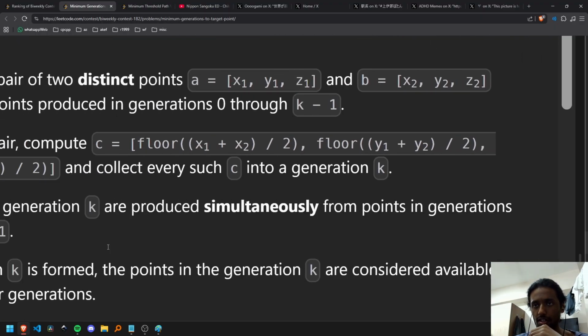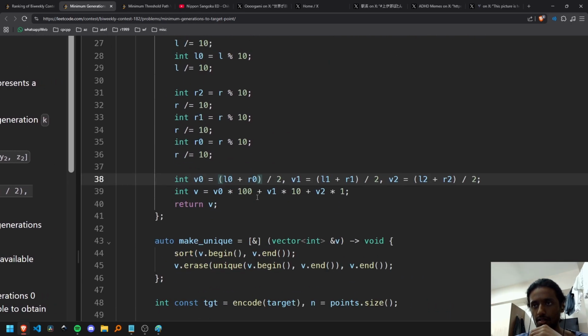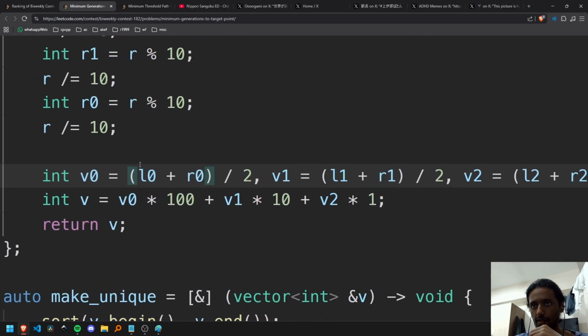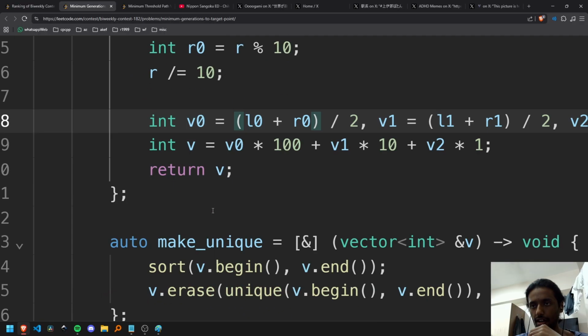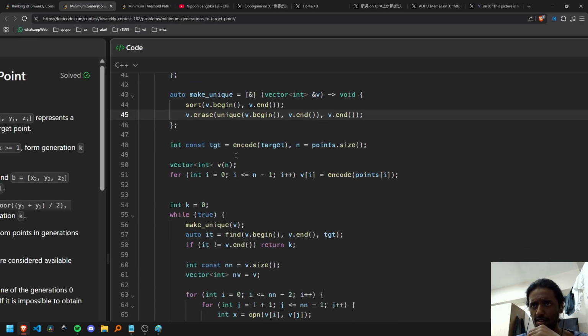We are doing this operation, right? x1 plus x2 by 2, y1 plus y2 by 2, and z1 plus z2 by 2. So this is the left number and right number. We are doing this, and again making it a number and returning. This I just made to make my implementation even easier.